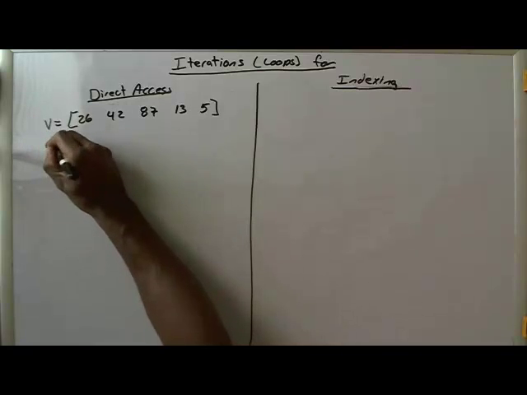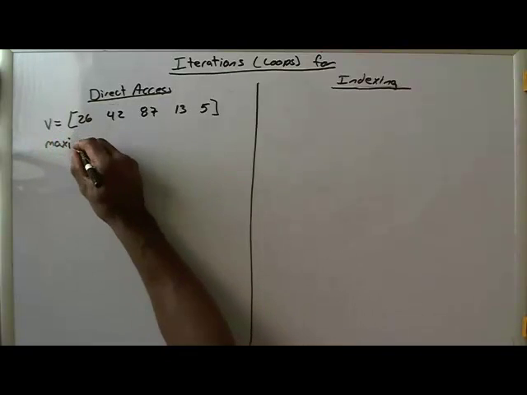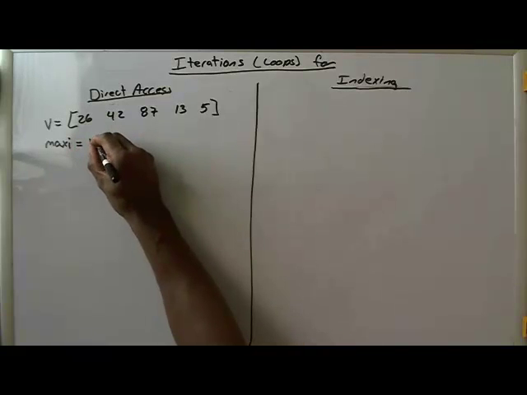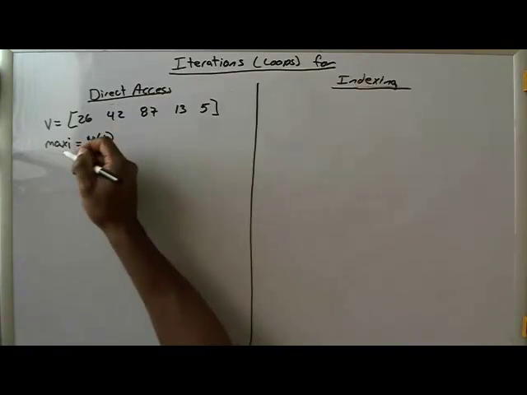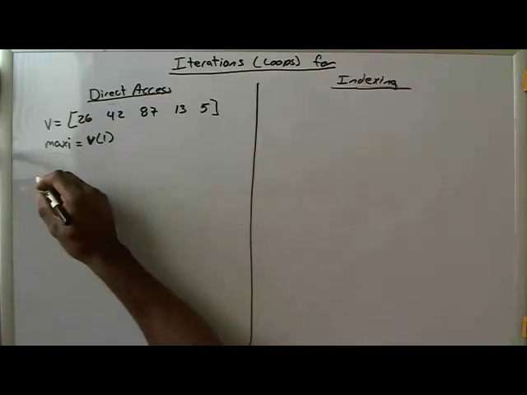And so I'm going to say some variable maxi is going to equal the first value in vector v, which is v1. Okay? So that means now maxi equals 26.